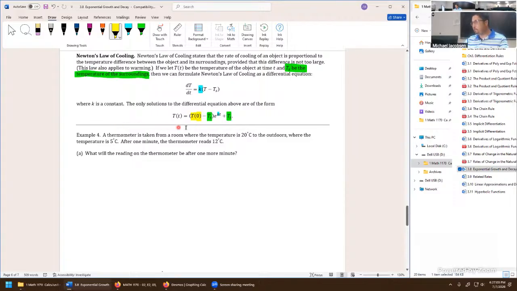A thermometer is taken from a room where the temperature is 20 degrees Celsius to the outdoors where the temperature is 5 degrees Celsius. After 1 minute, the thermometer reads 12 degrees Celsius, so it's cooling off pretty rapidly. And we want to know what will the thermometer read in 1 more minute afterwards? We want to know the temperature at 2 minutes, in other words. So that'll be our part A to the question.